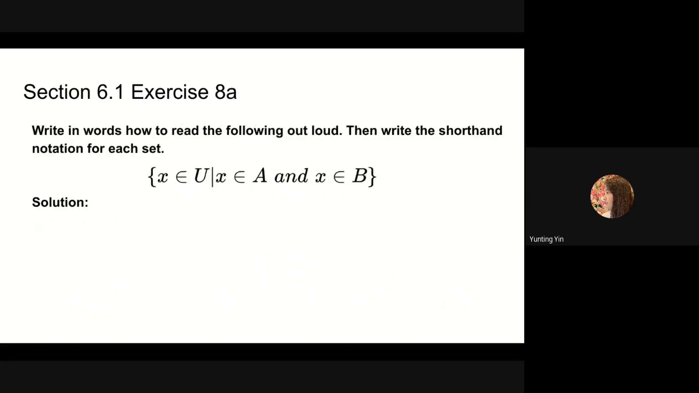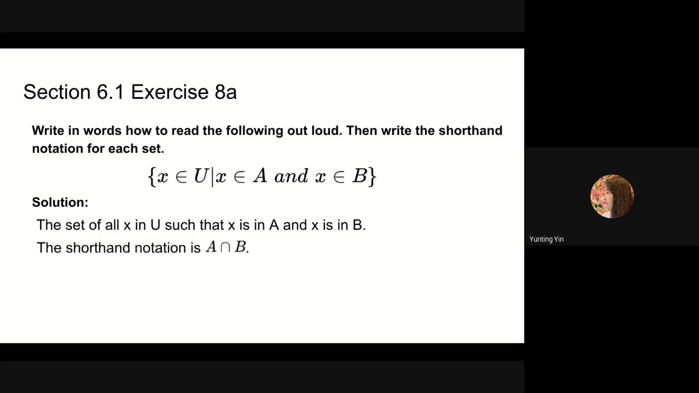Next, we will solve 8A in section 6.1. This problem asks us to write in words how to read this set and write its shorthand notation. How to read the set is stated in the textbook. Here we read the set as the set of all x in U such that x is in A and x is in B. The shorthand notation is A intersects B. Any questions?